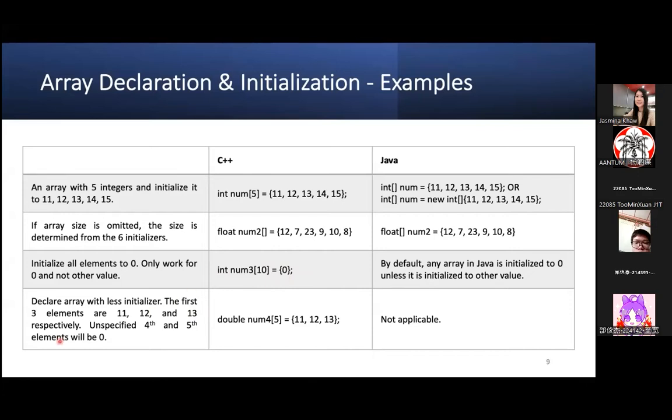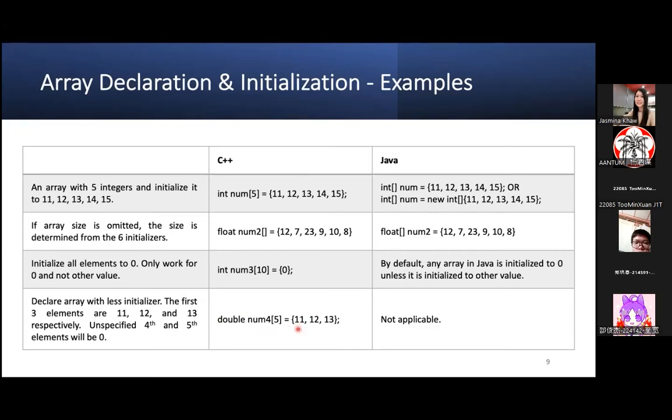Now we look at the last example. Declare array with less initializers. The first 3 elements are 11, 12, and 13. Unspecified fourth and fifth elements will be 0. This is called partial initialization. So in C++, here we have the example. Let's say we have the data type of double with the array name of num4. Then the size will be 5. After that, we only want to initialize the first 3 values. The rest will remain 0.